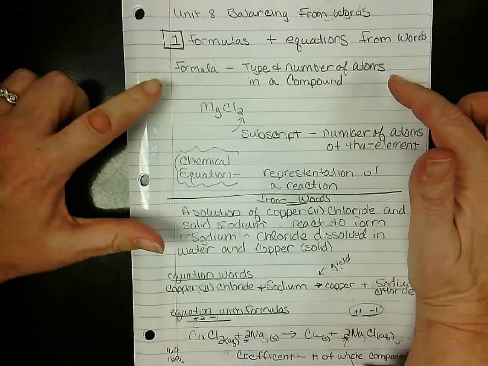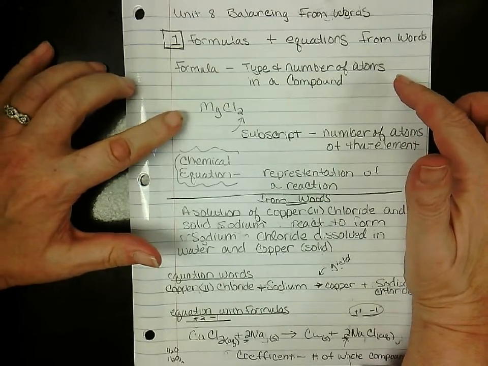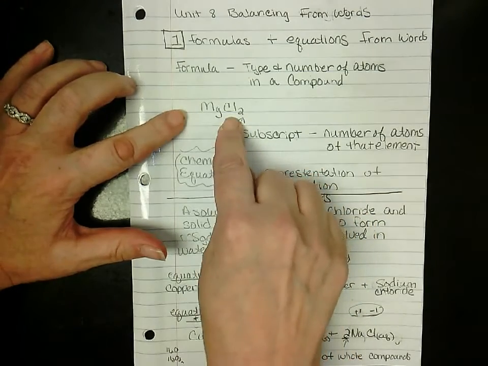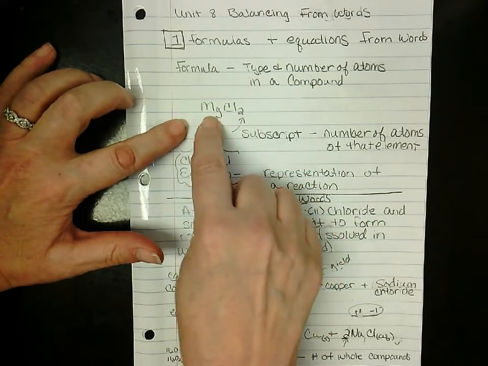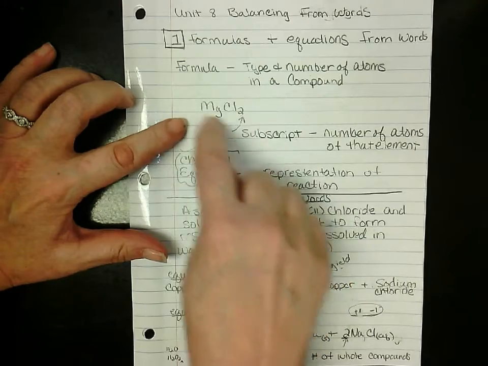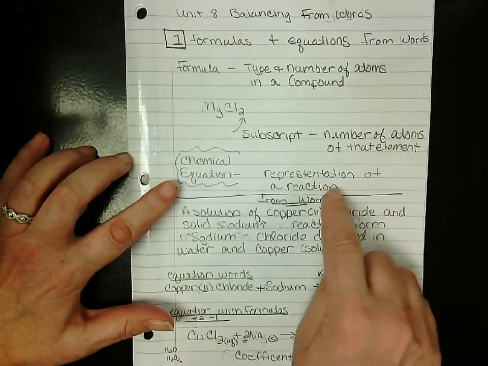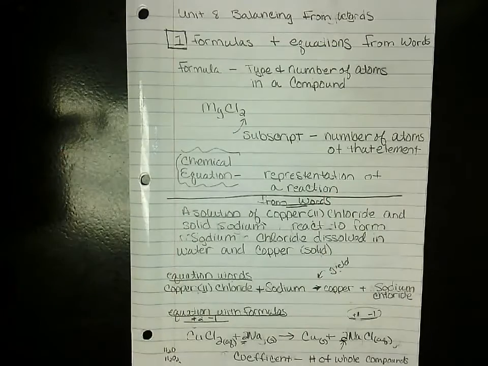First of all, a formula is something that tells you the number of atoms and type of elements in a compound. So we have magnesium chloride. We got a subscript there. It tells me I have 2 chlorines in this formula. A chemical equation is a representation of the reaction. So that's where we have our reactants, our products, and our yield sign.